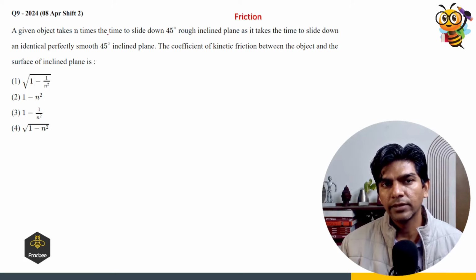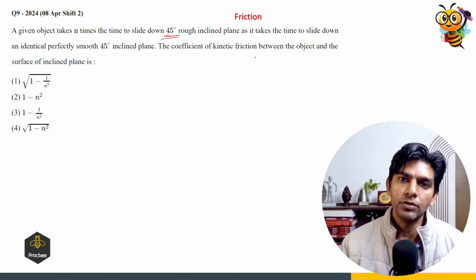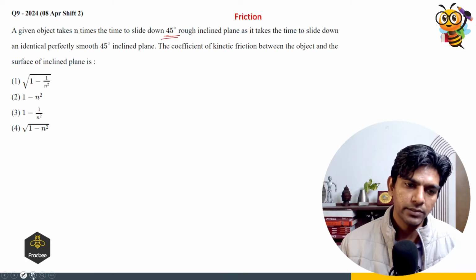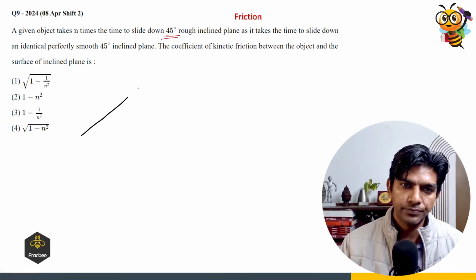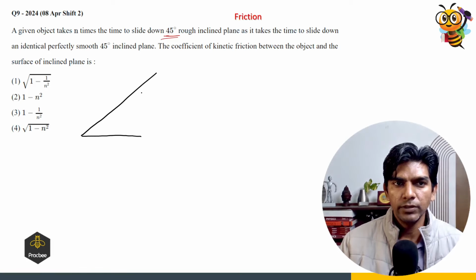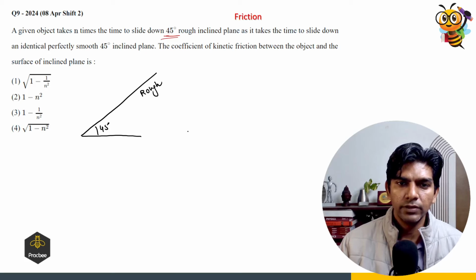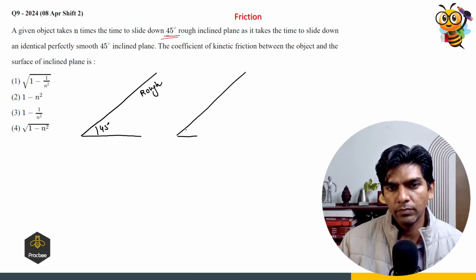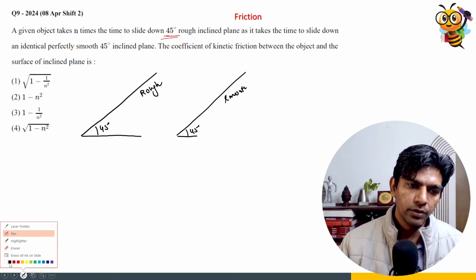A given object takes n times the time to slide down a 45 degree rough inclined plane as it takes to slide down an identical perfectly smooth 45 degree inclined plane. The coefficient of kinetic friction between the object and the surface of the inclined plane is... So here we have given two inclined planes. This one is rough, 45 degrees is given, and an identical plane is given, but this one is smooth. And we are releasing a block from the top.